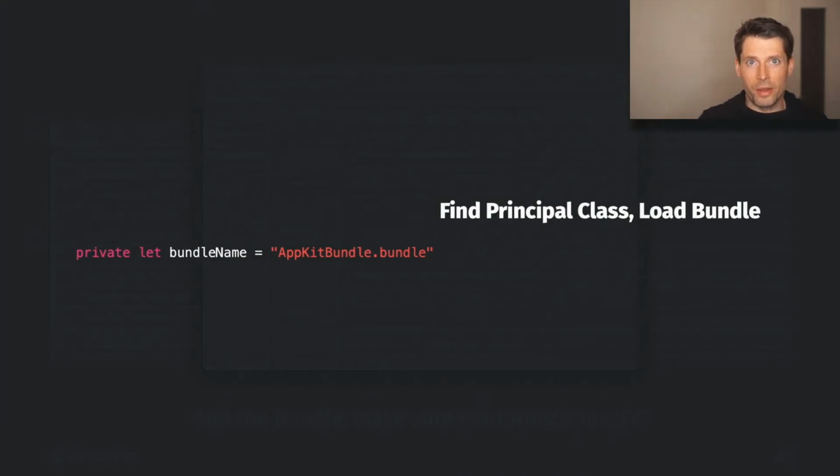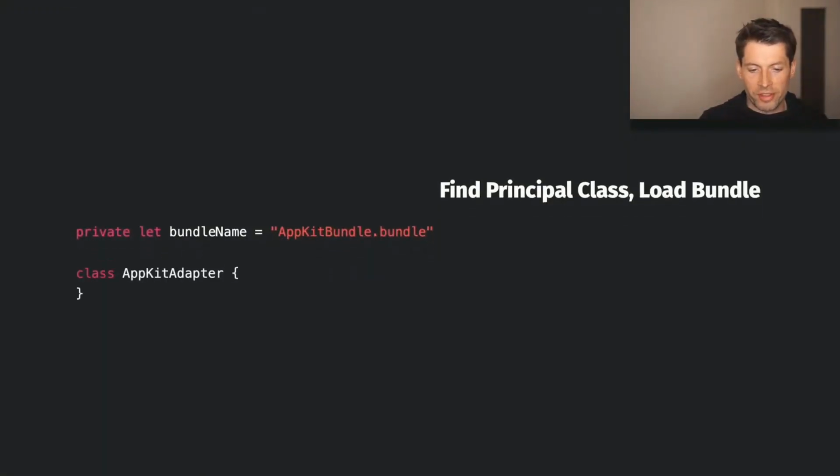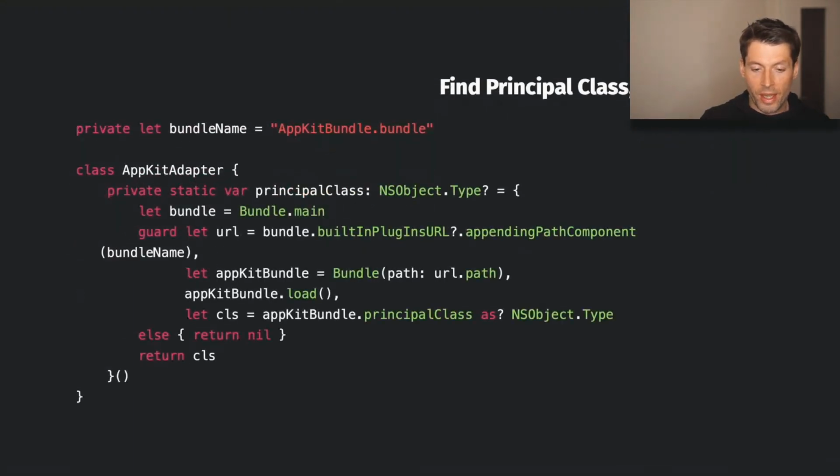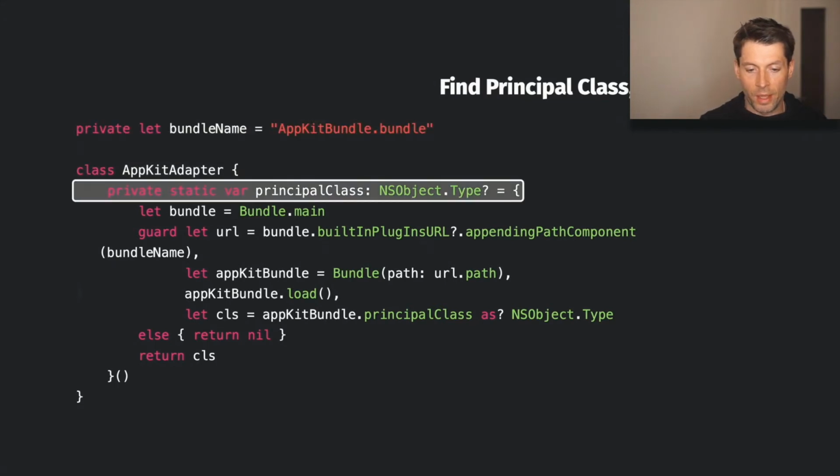Now we see the, I would say, most difficult code of this presentation, so bear with me. First, we create the name of the bundle. We put it in a variable so it's easy to access. Then we create a new class. This is our AppKit adapter. And then we have a lot of code. So let's go through this.